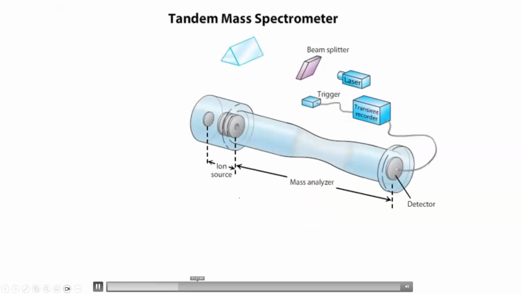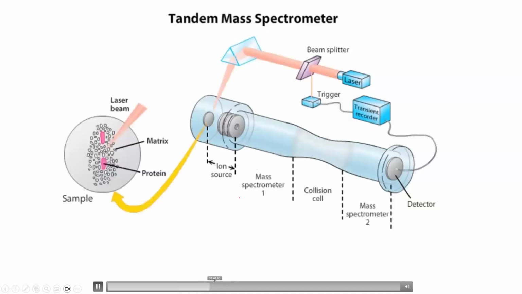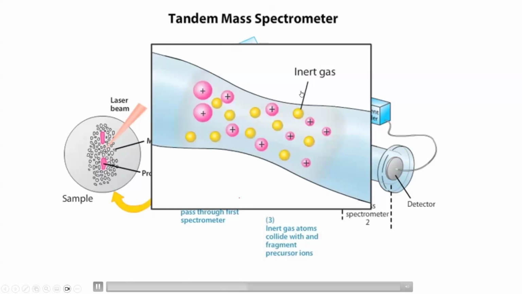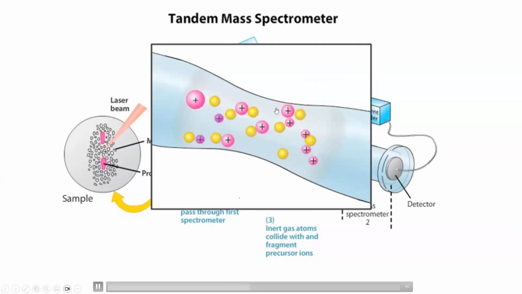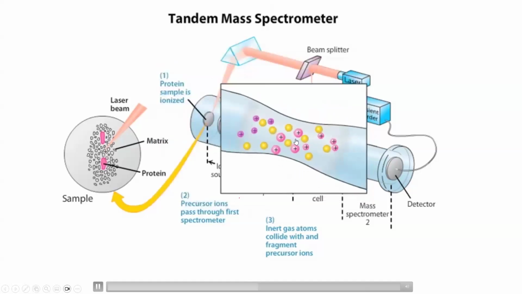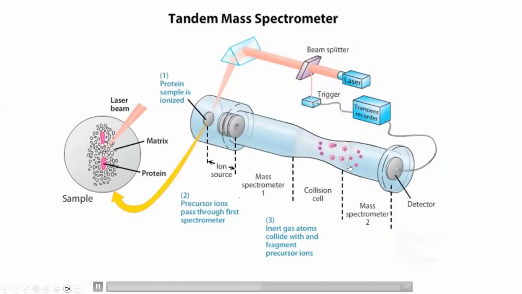What I want to show here is that some ions are moving from mass spectrometer one, which is a quadrupole-type mass analyzer. In the collision-induced cell you have some inert gas. The fragmented ions or molecular ions will hit this inert gas and be fragmented further. Then they will move to mass spectrometer 2, and we can select them.